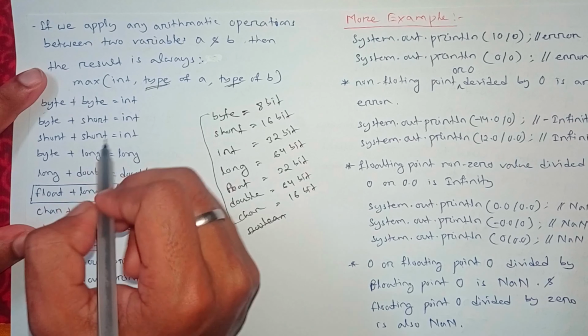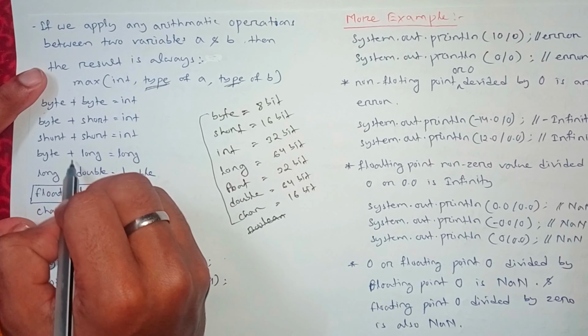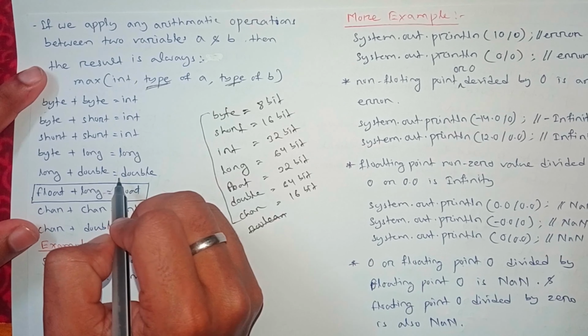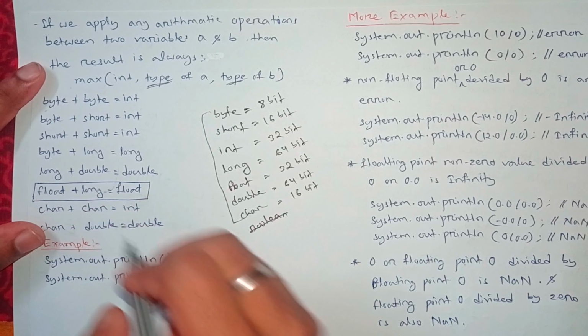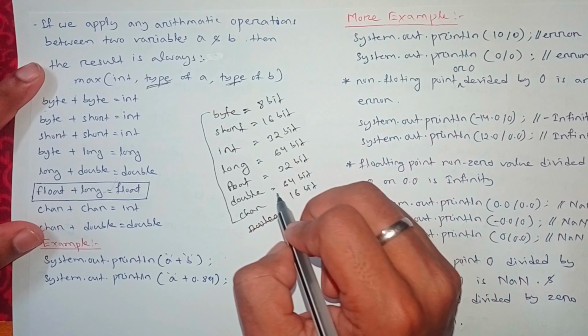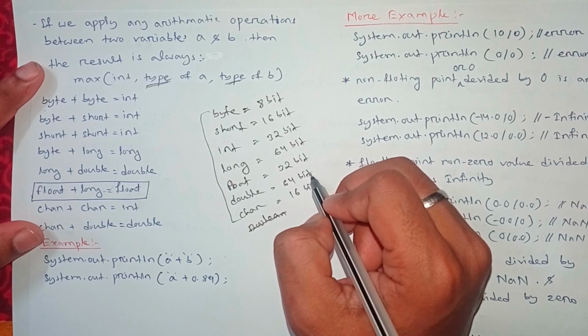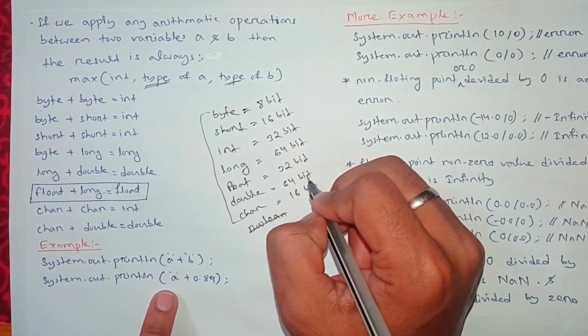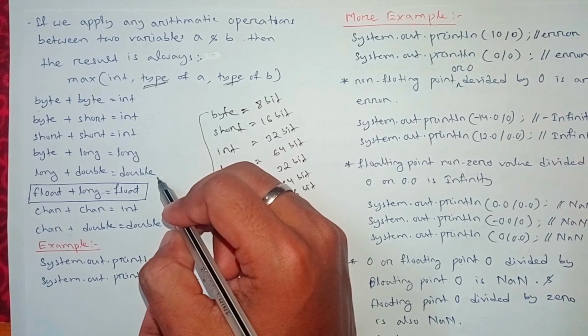Like short plus short, we get output int. Byte plus long, we get output long. Long plus double, we get the output double. See here, what is the size of long? 64 bit, and double is also 64 bit. But why do we get the output double?